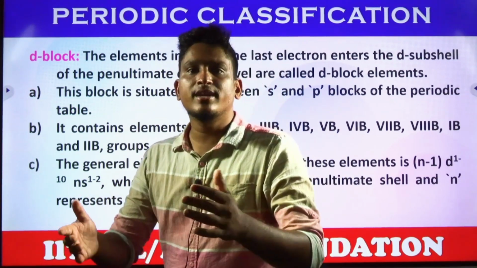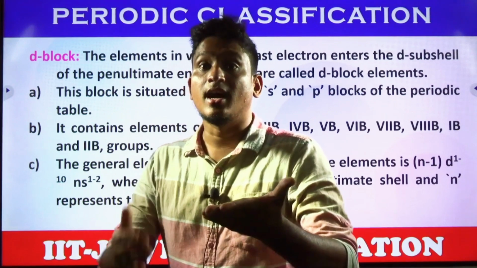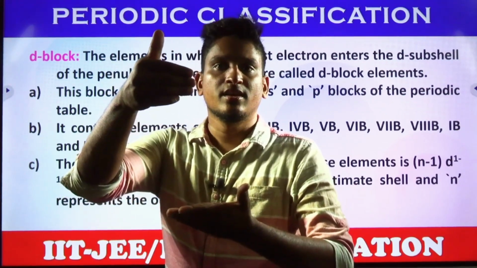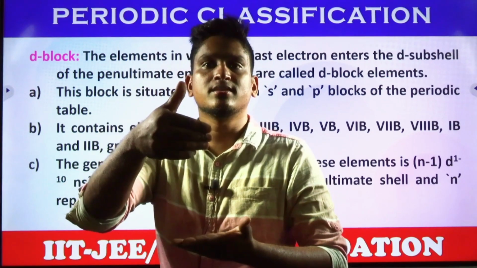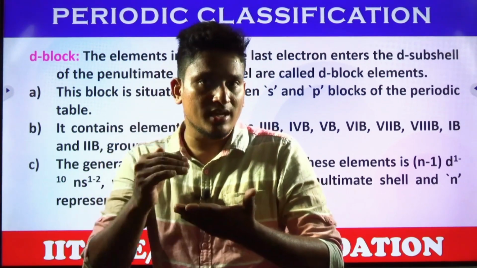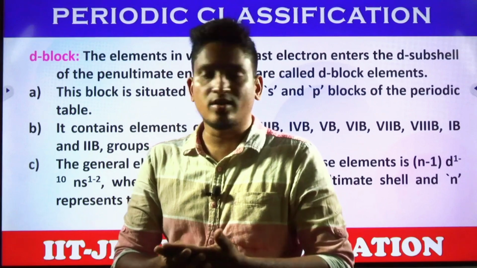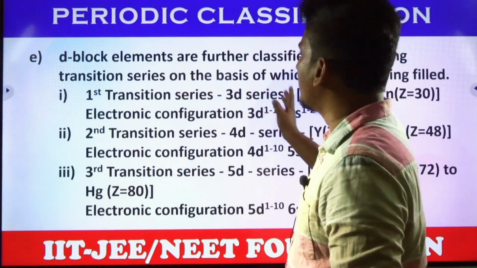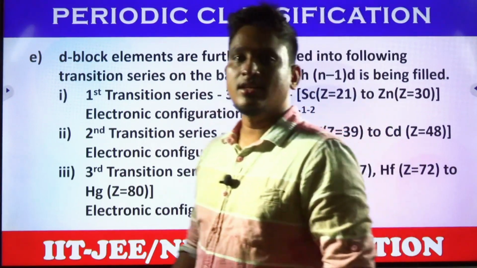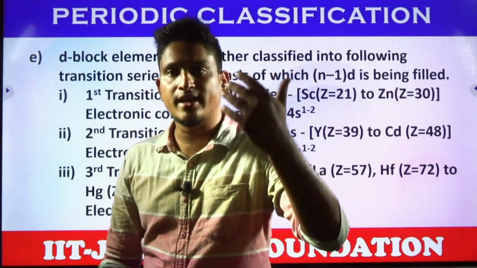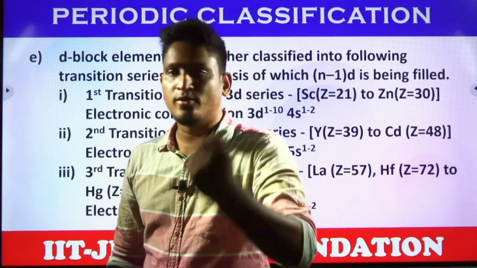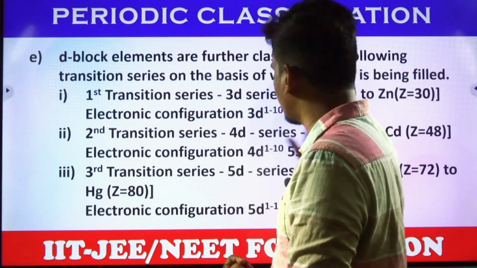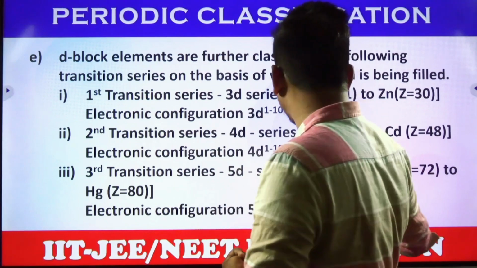So for example, if it is a 4D element, when will 4D start? After 5s. When will 5D start? After 6s. When will 6D start? After 7s. That means it is always one shell less than the valence shell, or not? That's why N-1. Right. Next, D block elements are further classified into series: 3D series elements, 4D series elements, 5D, 6D. Yes or no? A total of 4 series of elements are there, and in each series the elements are also given. That's all about D block elements. Electronic configurations are also given.